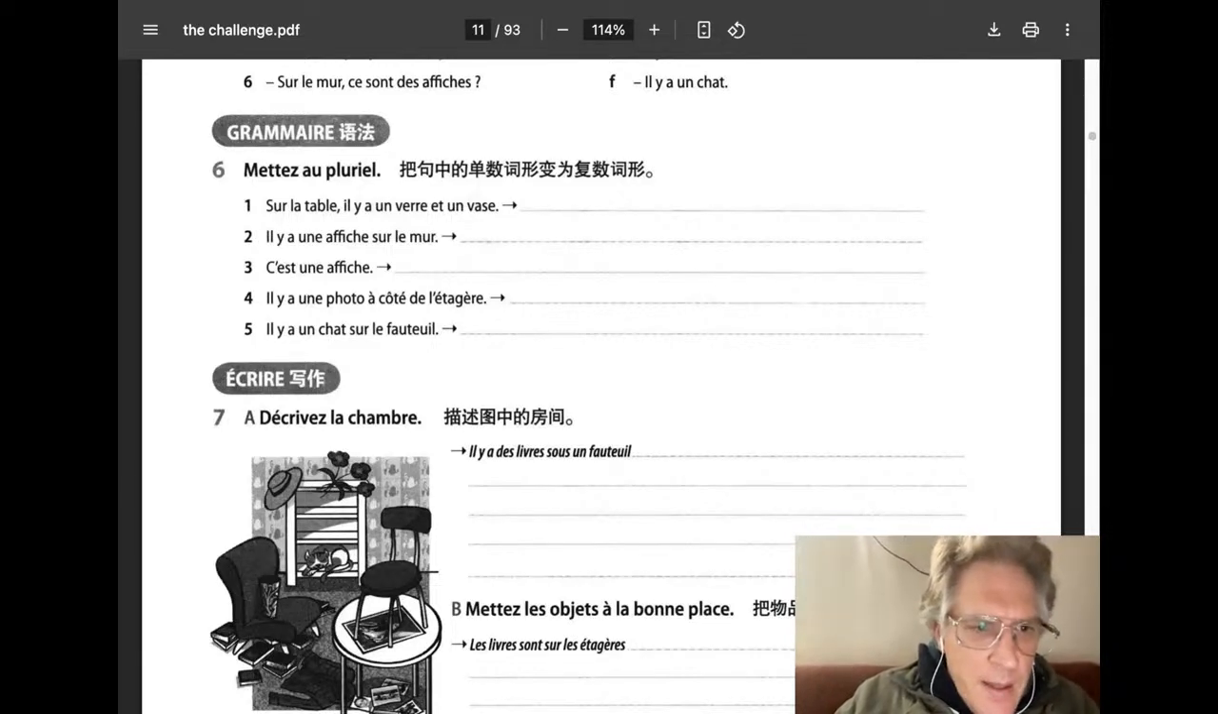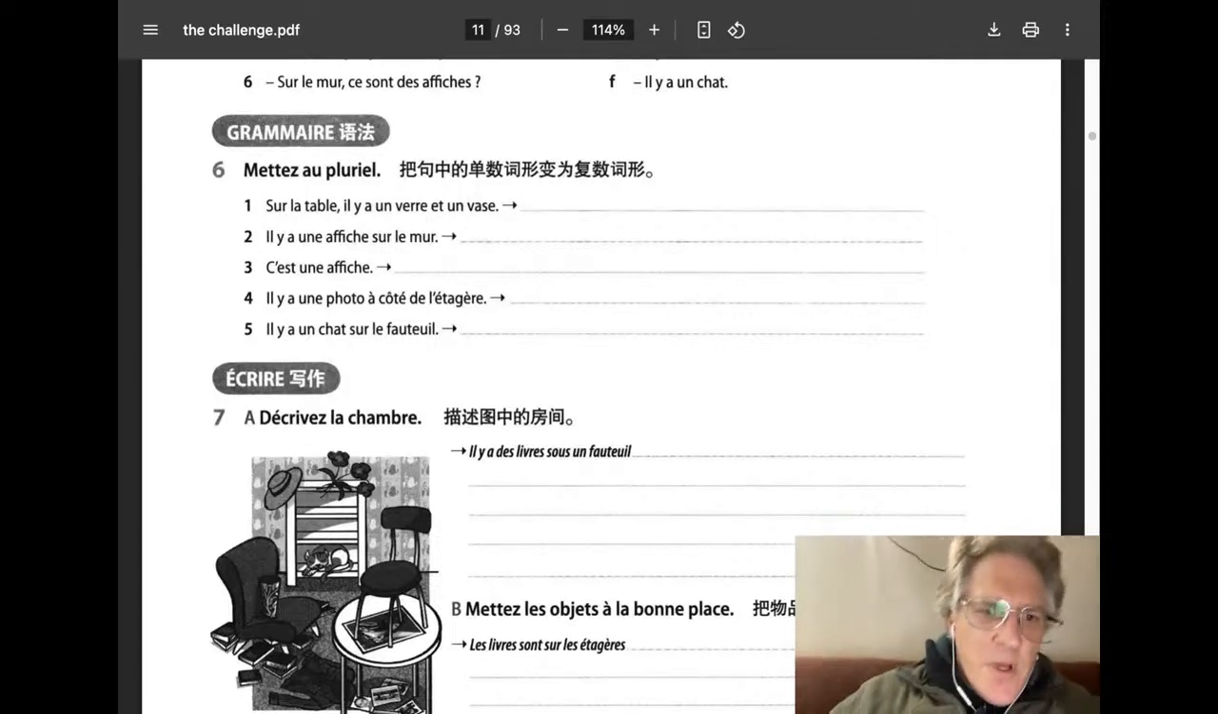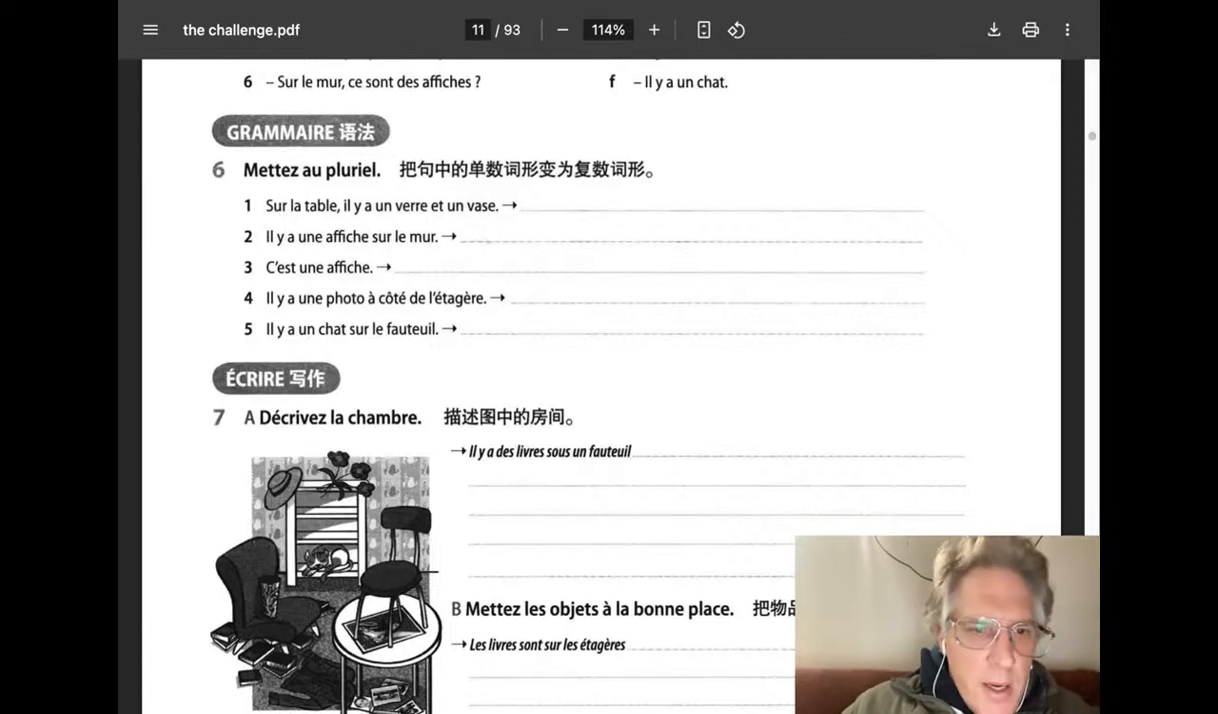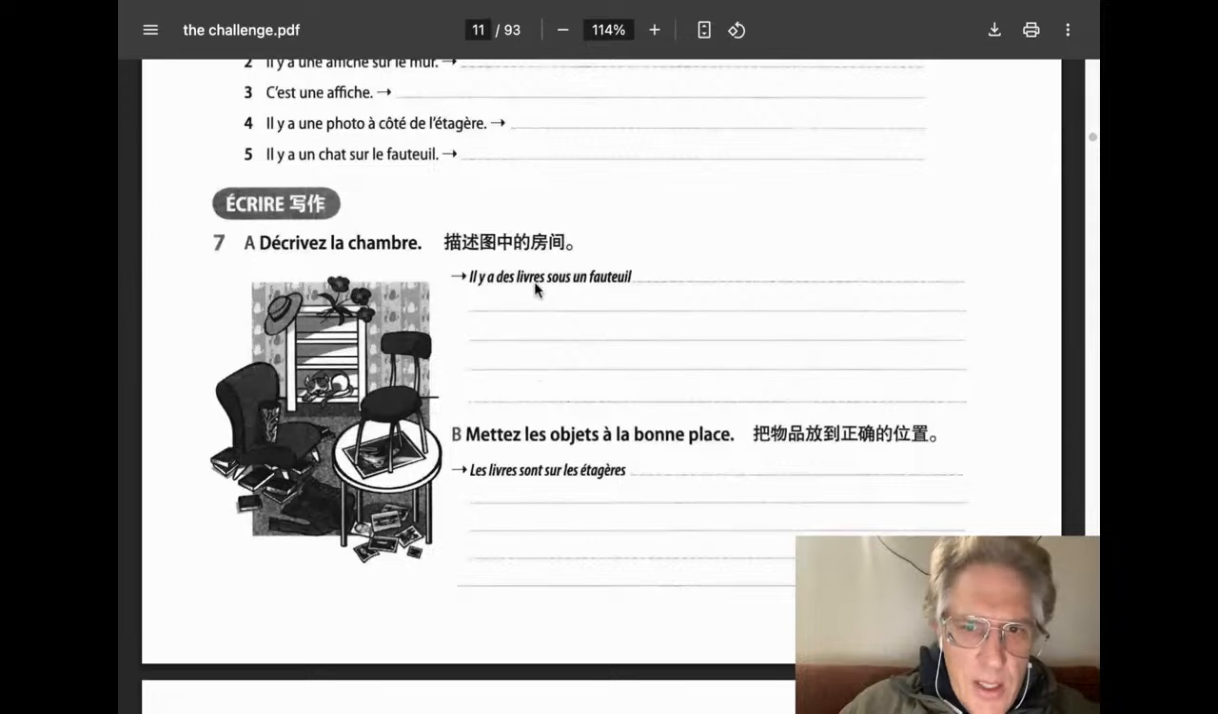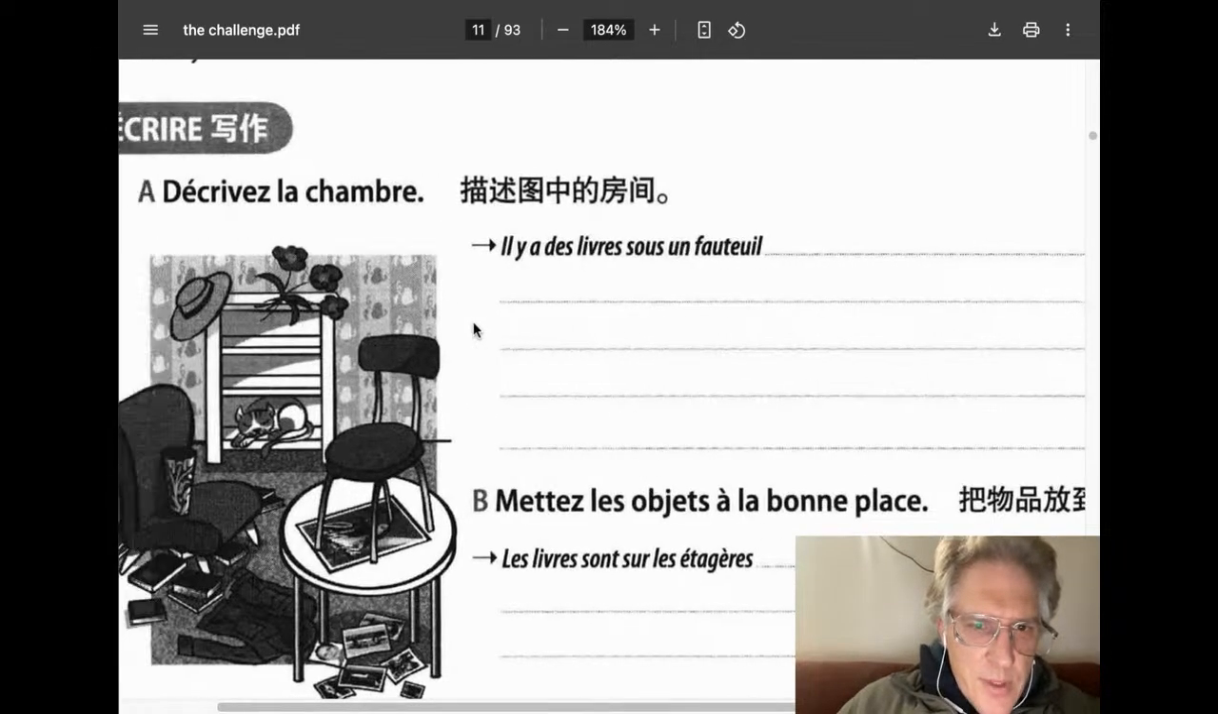6.5. Il y a des chats sur le fauteuil. Fauteuil, fauteuil. All right, now we're in the last one. Last one, il y a des livres sur le fauteuil. Now, I actually already sent the answers to my study buddy about this. Let's see if we can just say what's going on.